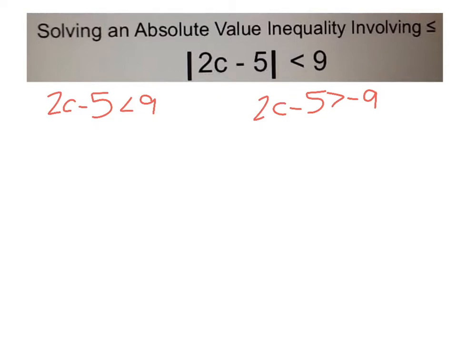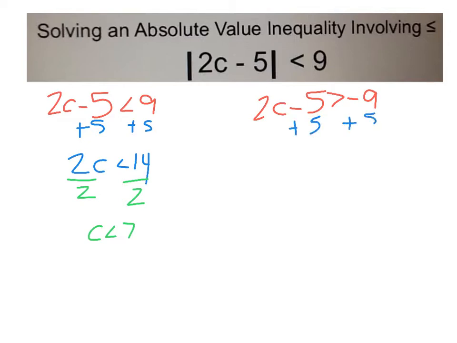Then we're going to solve each separately. You're doing the same steps in both of the problems. It's just you're going to get a different answer. So on the left-hand side here, when we add 5 to both sides, that gives us 2c is less than 14. And then when we divide by 2, that gives us c is less than 7. On the other one here, we are adding 5 as well. Now in this one, it's negative 9 plus 5, which gives us negative 4. So we have 2c is greater than negative 4. Now it's being multiplied by 2, so divide by 2, giving us c is greater than negative 2.